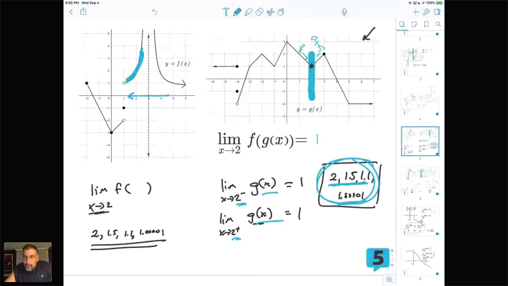I'm going to go on to another question. Why do we ignore discontinuity when approaching from the left and from the right?